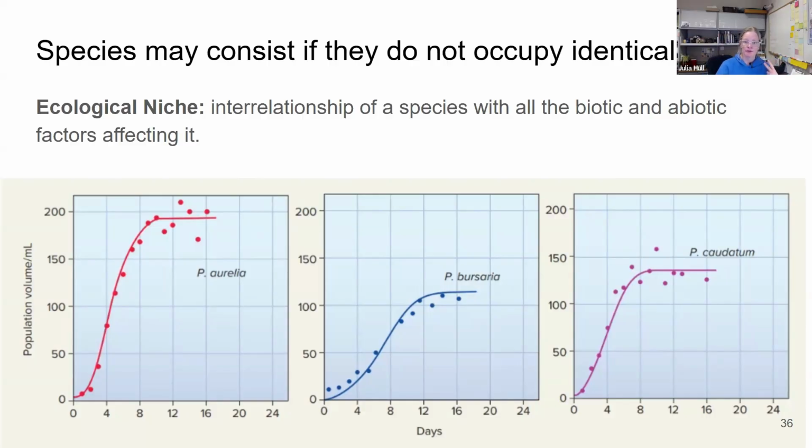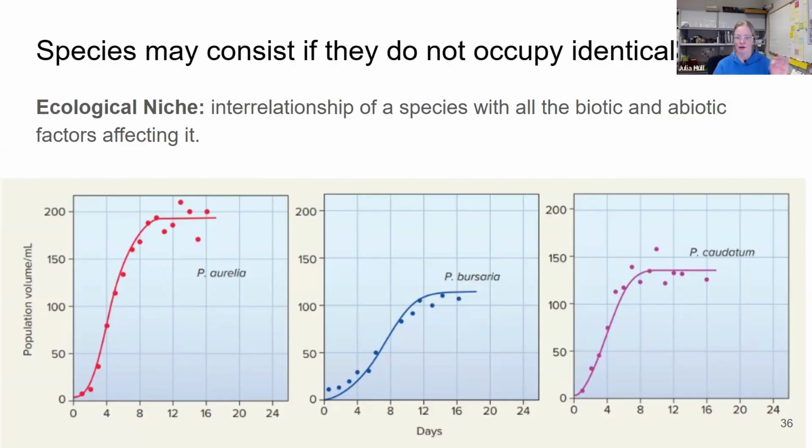So if two species share the same ecological niche, or they have the same ecological role or job in an ecosystem, and that's going to include all of the biotic and abiotic factors, if that's true, then they cannot coexist in the same place at the same time. One of them is going to win and one of them is going to lose.